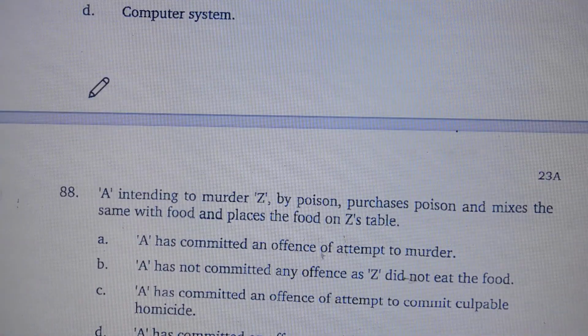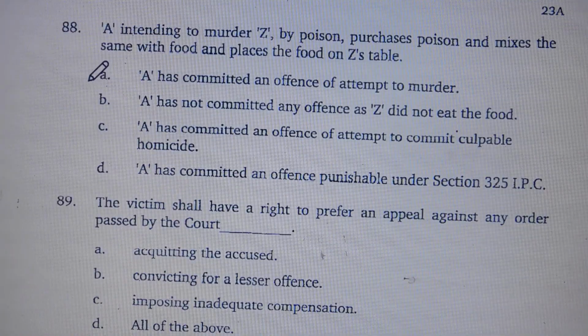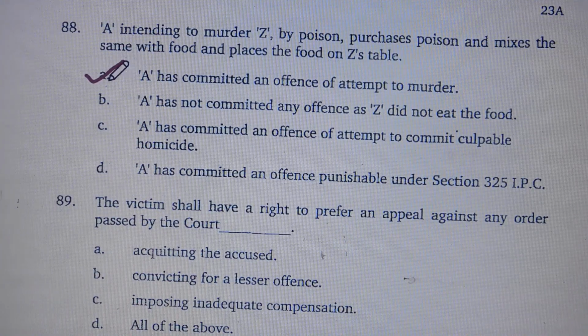Question number 88. A, intending to murder Z by poison, purchases poison and mixes the same with food and places the food on Z's table. Answer is option number A. A has committed an offense of attempt to murder.